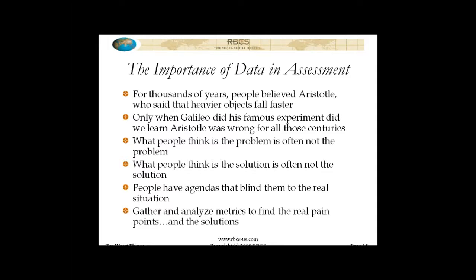Back 2,500 years ago or so, Aristotle, smart Greek guy, said heavier things fall faster than lighter things. See the rock, see the feather, and the feather falls slower. Okay. So heavier objects fall faster than lighter ones. That's what he said, and people believed it for a couple thousand years.